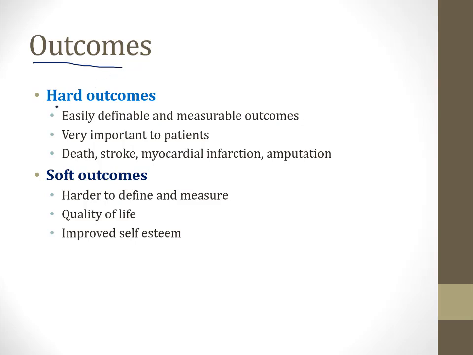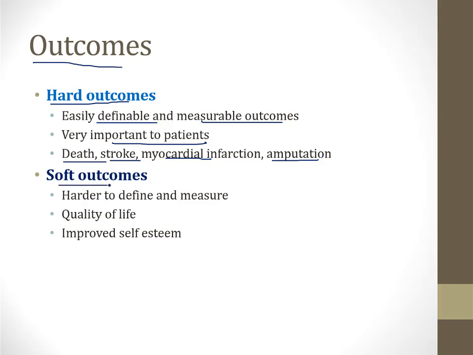Some studies use what are known as hard outcomes. These are called hard because they are easily definable and measurable outcomes. These are also things that are very important to patients. So some examples of a hard outcome would be if a study evaluated the rate of death among patients taking a drug like lisinopril, or the rate of stroke or myocardial infarction or amputation. These are hard outcomes, they're easy to quantify, and they're important in patient care.